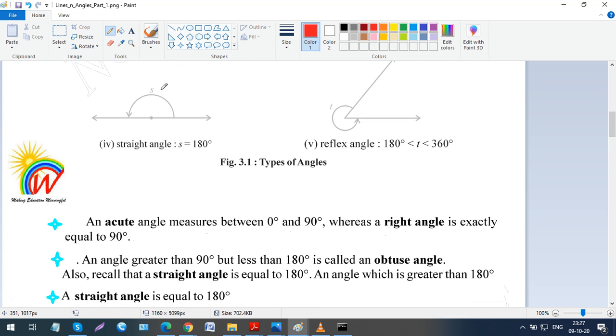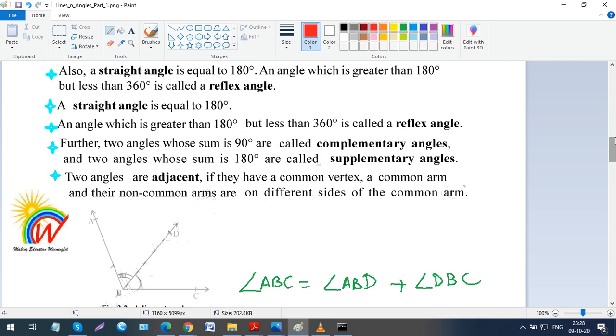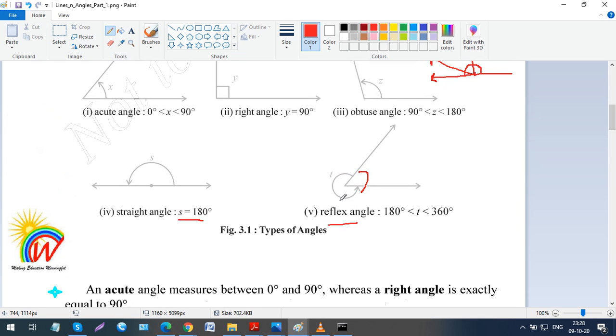Now this is the straight angle. A straight angle is always 180 degrees. A straight line has an angle of 180 degrees. If the angle inside is called an acute angle, the outside, bigger angle is the reflex angle. An angle which is greater than 180 and less than 360 is called a reflex angle. One whole complete circle will be 360 degrees.